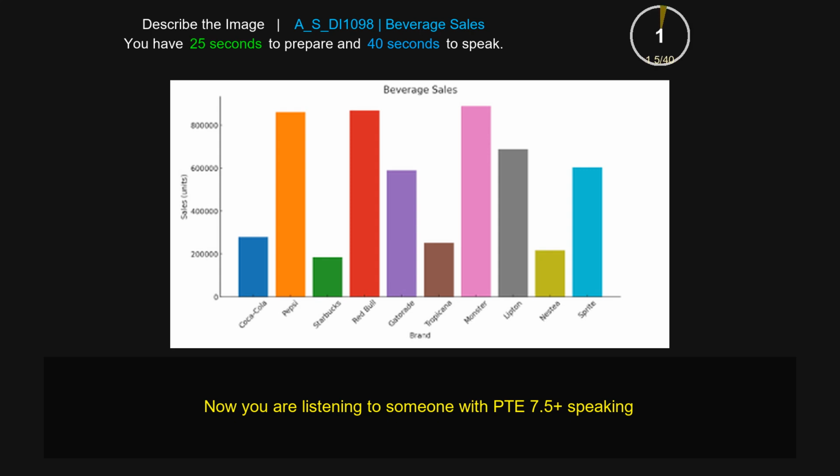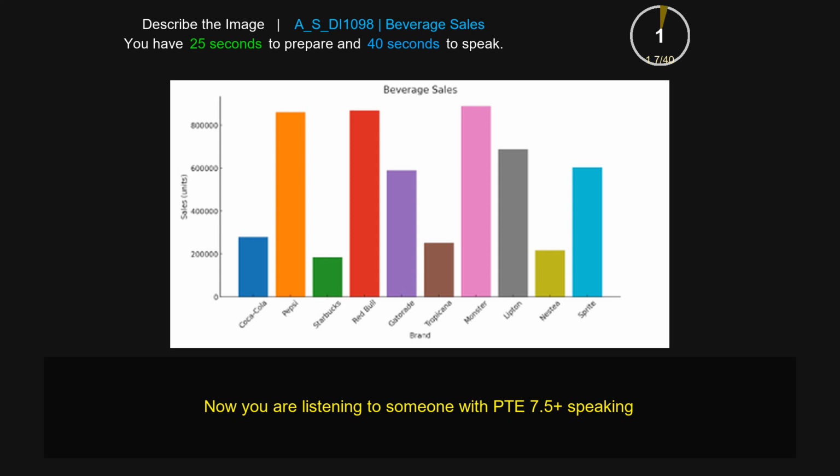In this bar graph, we saw the beverage sales across different brands. We saw Coca-Cola, Pepsi, Starbucks, Red Bull, Monster, and Sprite. Moreover, we also saw the sales units, which start from 200,000, 400,000, and up to 800,000. The highest beverage sales was Red Bull, which is nearby 800,000, and the lowest was Starbucks, which has only 200,000. Moreover, this bar graph is marked by different colors such as yellow, green, blue, and red. In conclusion, this bar graph clearly demonstrates the beverage sales.